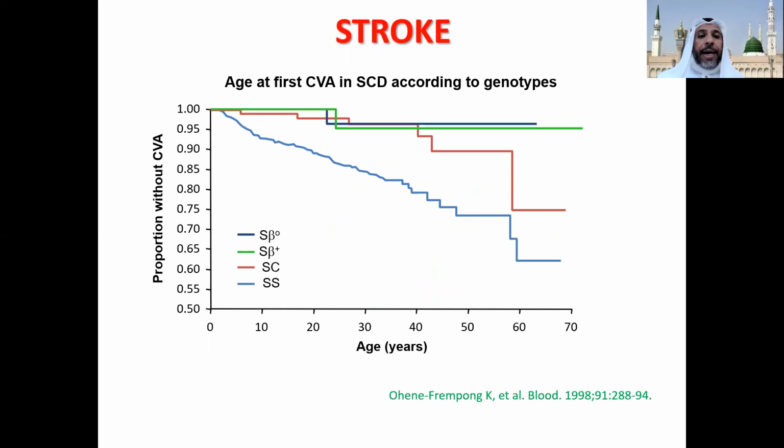This is a Kaplan-Meier curve showing the age at first stroke in sickle cell anemia according to the genotype. As you can see, SS sickle cell anemia patients have a higher rate of stroke than, for example, S beta 0.